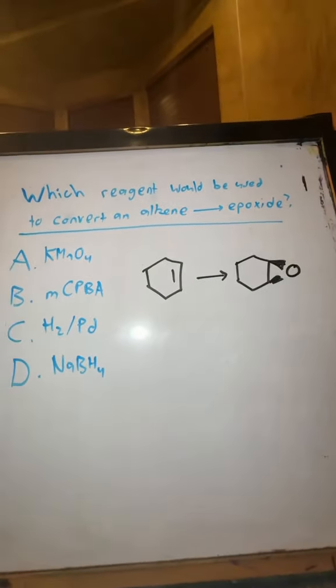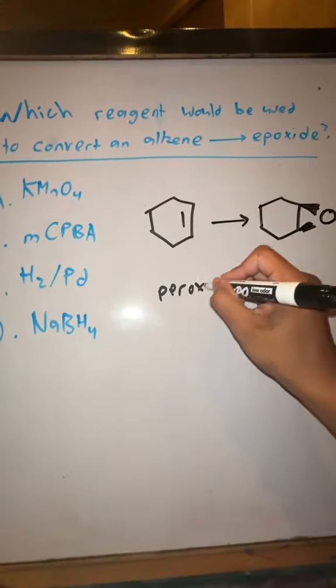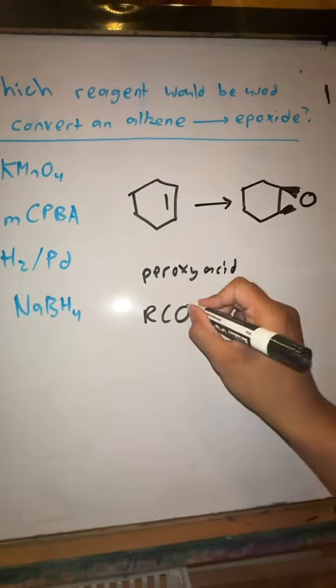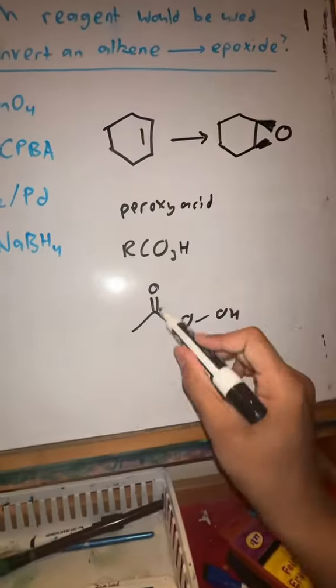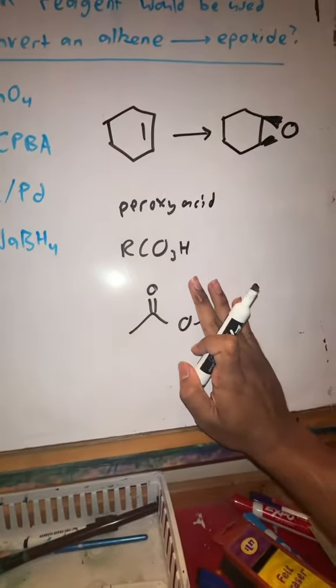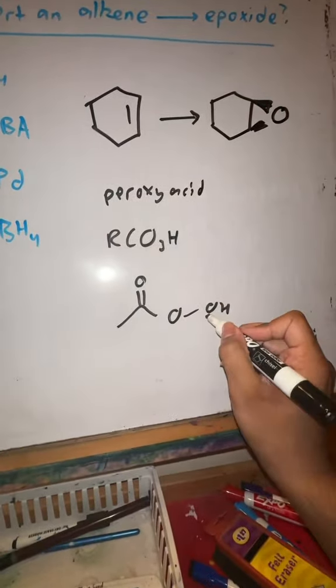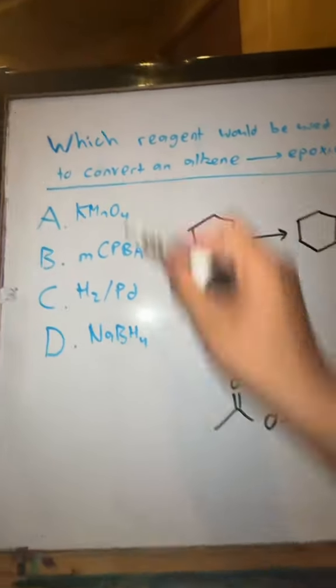Now, the reagent that causes this is something called a peroxy acid, and the general formula for a peroxy acid is RCO3H, okay? This is kind of what it looks like right here. As you can see, it looks like a typical ester or carboxylic acid, but now there's an extra OH. This O to O bond is really weak. We're going to talk about that later. But which of these fits this criteria?